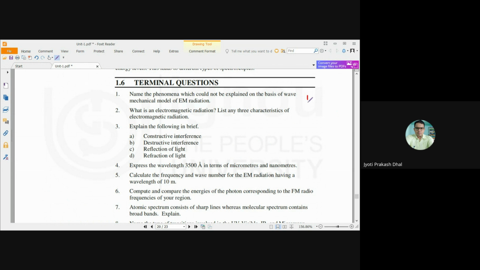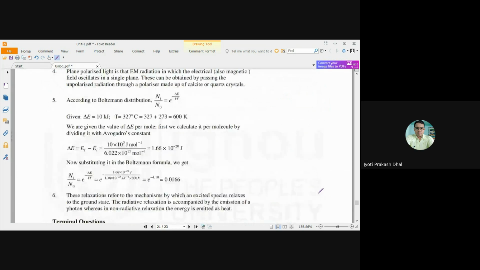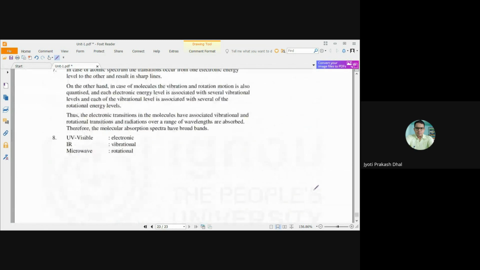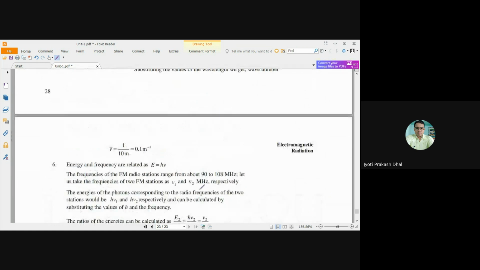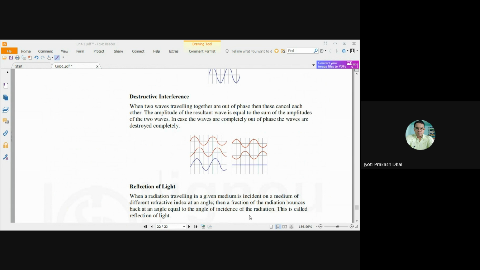So here some terminal questions are there, you can solve the terminal questions. Some questions and answers are there, and after that we will move to the next chapter. So this is the introduction chapter, and after that we will move to unit 2. Unit 2 is UV visible spectrometry, that means transition of atomic or molecular electronic levels from ground to excited electronic state.